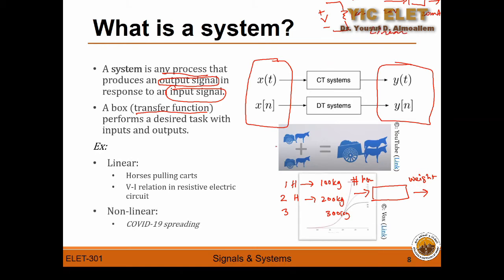Now, if we want to talk about a nonlinear system, COVID-19 spreading is a nonlinear system. On the 10th day, the number of cases, let's say, is 3 cases. At day number 15, the number of cases becomes 30 cases. And if you move to day 20, it might reach 10,000 cases. So this is exponential growth, which is not linear anymore. So that is not a linear system.